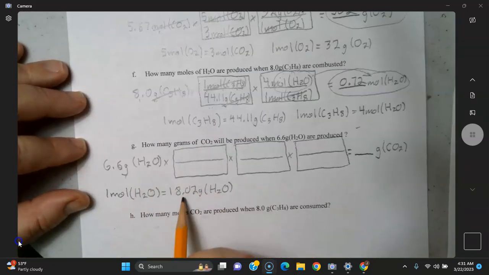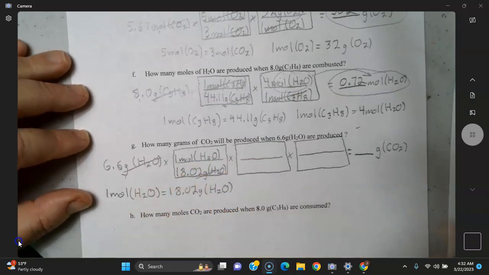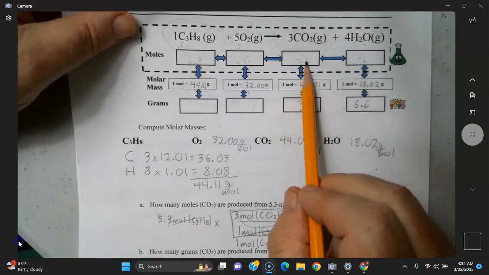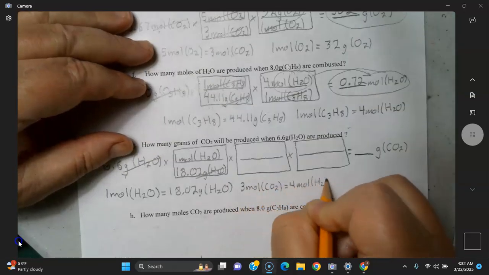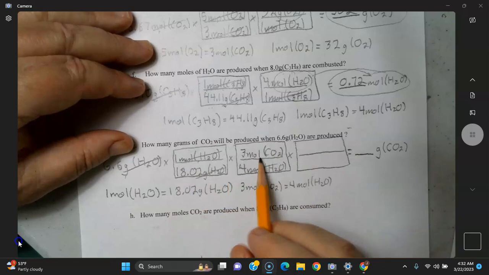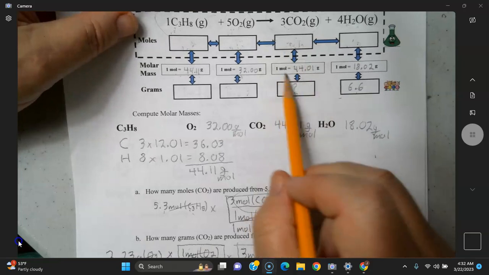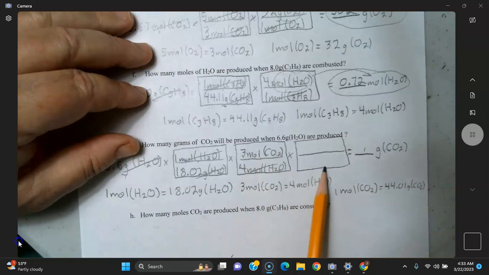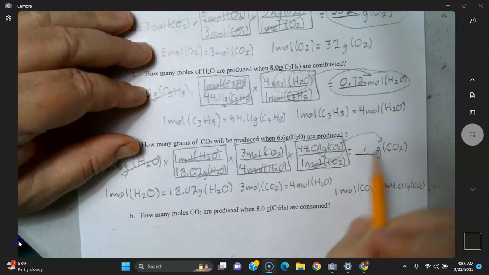Okay, grams of H2O has to cancel, so this one has to go on the bottom. Cancels, cancels. Okay, now we're sitting up here. We need to go over to here. So it's 3 moles CO2 equals 4 moles H2O. Need moles of H2O to cancel, so this one goes on the bottom. Okay, so now we're sitting in the box moles of CO2 up here, and we need to come down to our final answer using the molar mass of CO2. Okay, moles of CO2 on top has to be on bottom here. That cancels. Last man standing is grams of CO2.